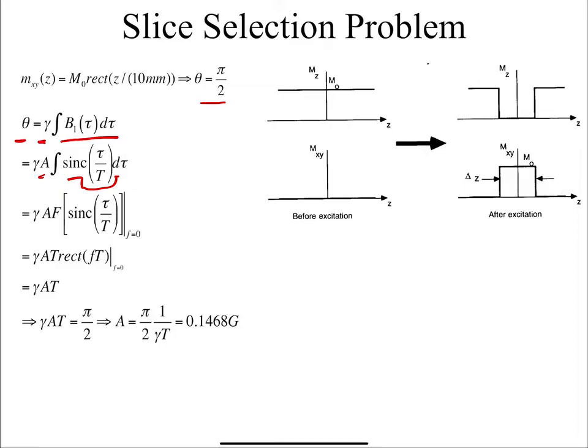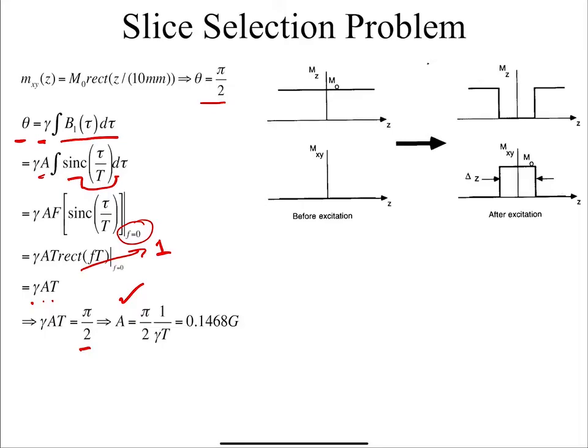But you remember, we talked about what's the area of a sinc function. Well, it's just the value of its Fourier transform evaluated at frequency of 0. So we can use that trick, so we don't have to integrate the sinc function. I can just take the Fourier transform of the sinc function, evaluate it at f equals 0, and use the scaling theorem. So the Fourier transform gives me T rect(fT). At f equals 0, what is the rect function equal to? Just 1, right? So I end up with a very simple thing, gamma times A times T. I just set that equal to pi over 2, and I solve for A. Okay? Any questions on that?